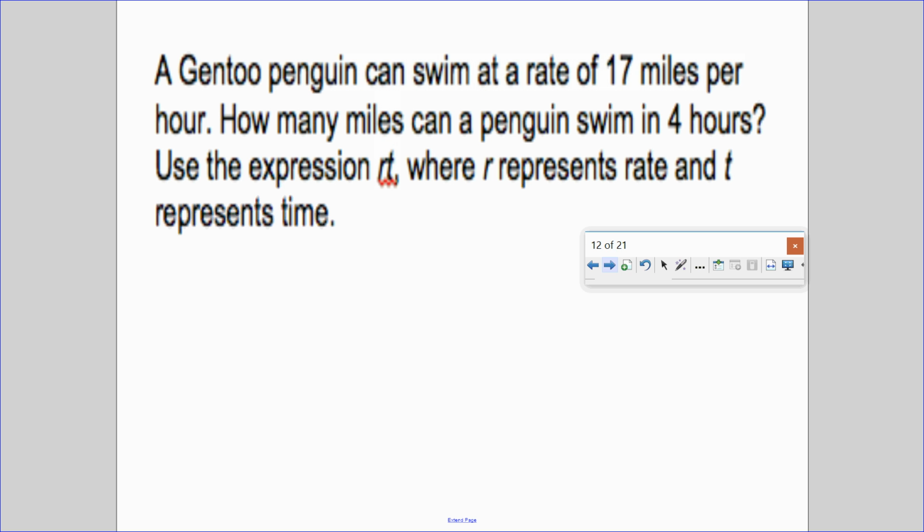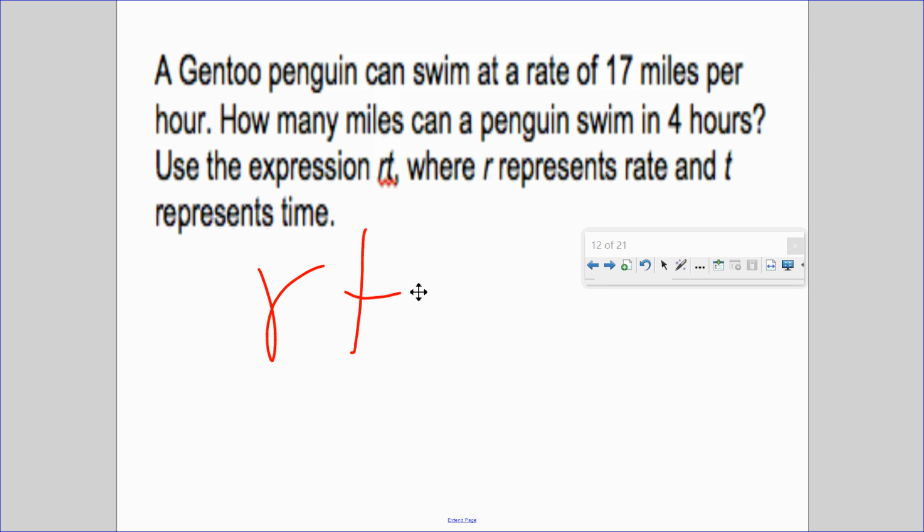And let's look at the last example. A penguin can swim at a rate of 17 miles per hour. Wow, that's pretty fast. Penguins are really clumsy on land, but in water they are acrobatic animals. How many miles can a penguin swim in 4 hours?